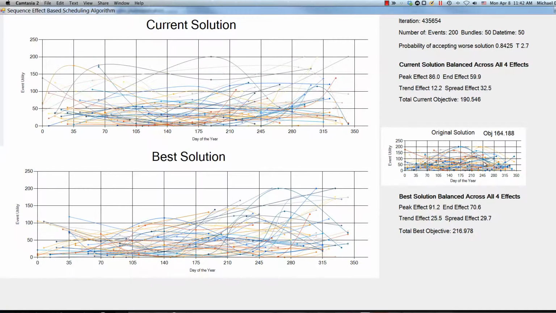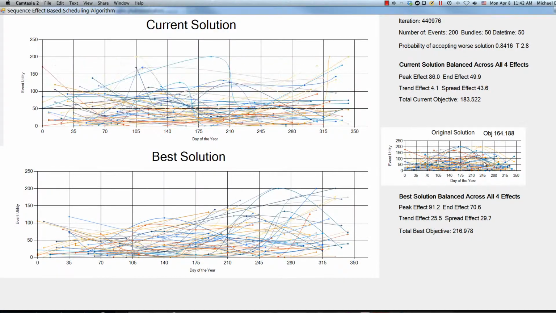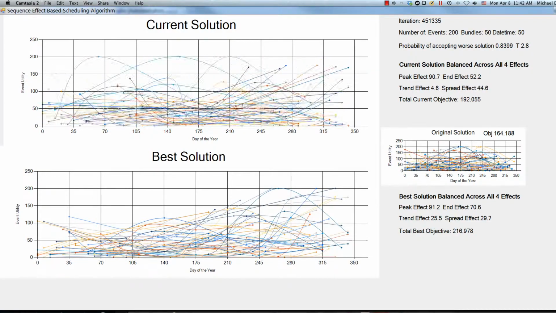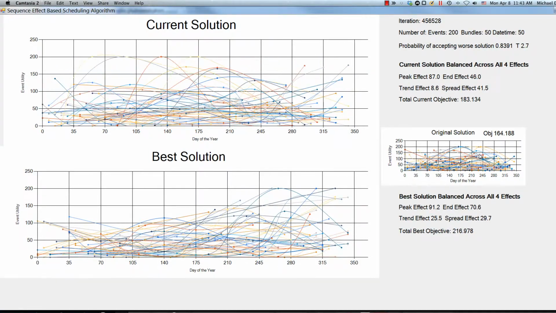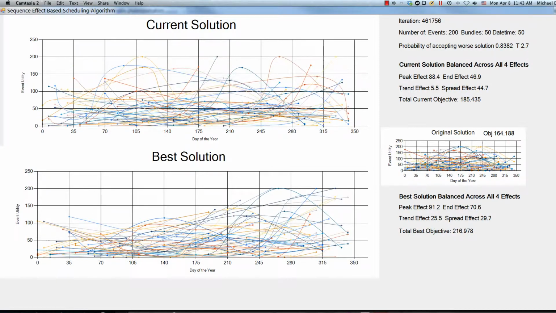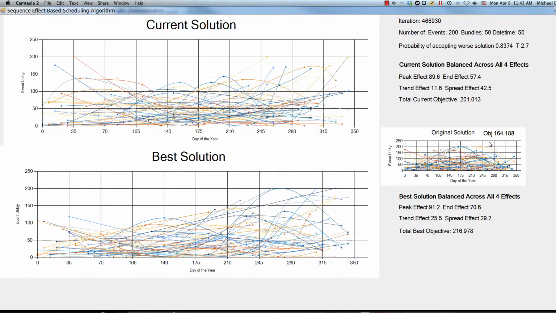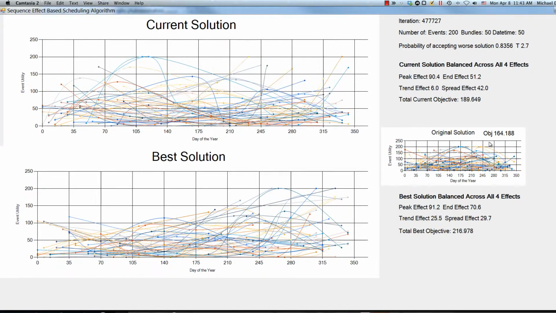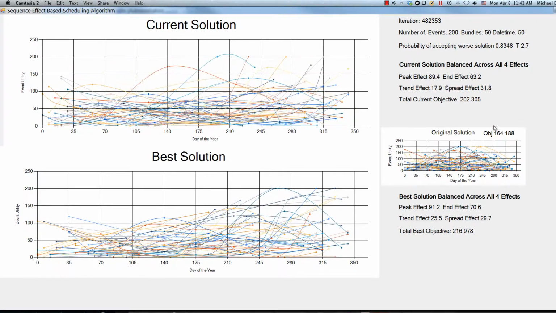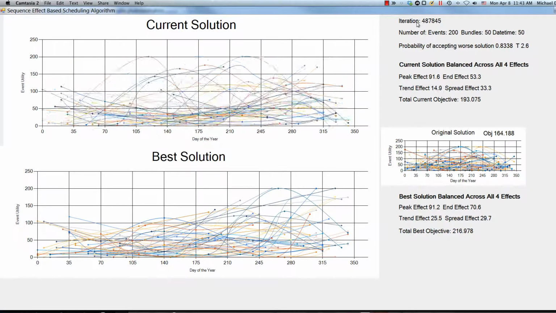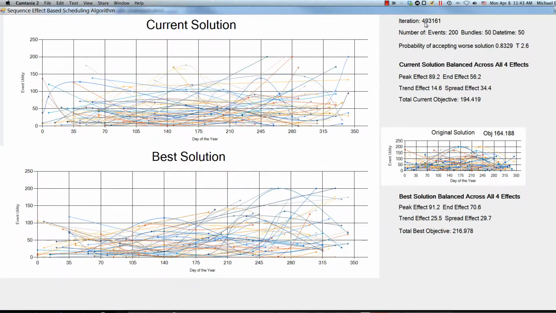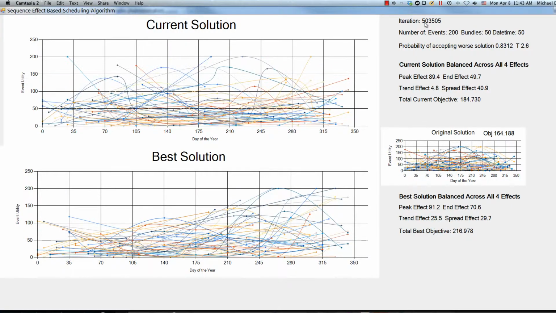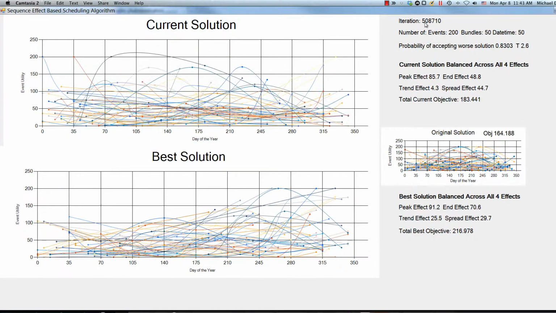Then the algorithm goes through and takes a couple of these events, 2 or 3, maybe 4 events, unschedules them, randomly schedules them again somewhere else, and reconsiders the objective. If the objective is better, then it keeps that. If it's not better, then sometimes it keeps it, sometimes it doesn't. Early on, we're at about 400,000 iterations. This is going to run about 4 million iterations. Every single iteration is going to take away 2 or 3 of these events and reschedule them.